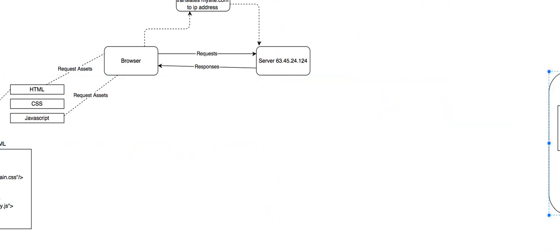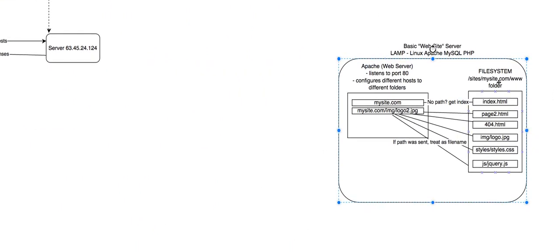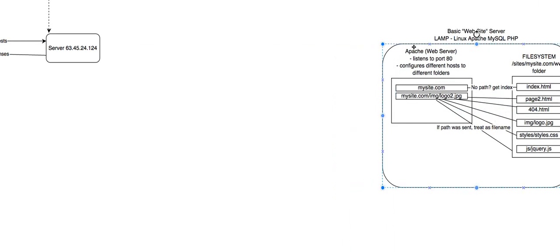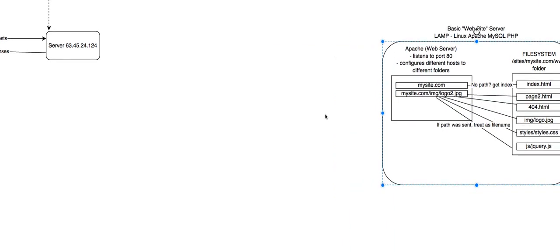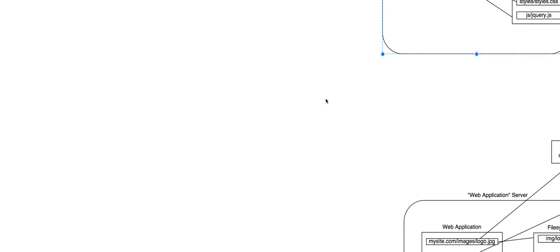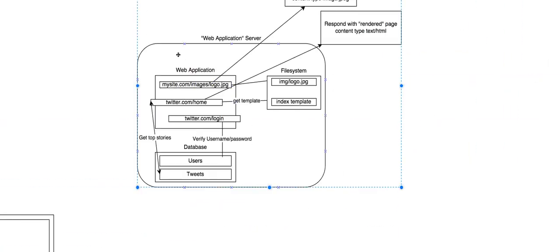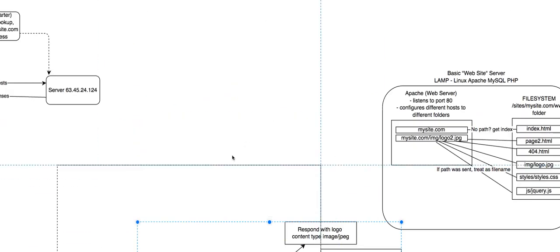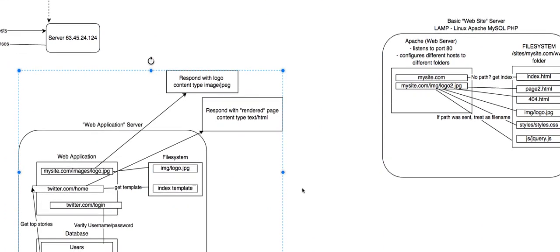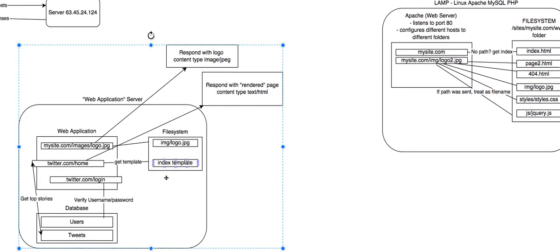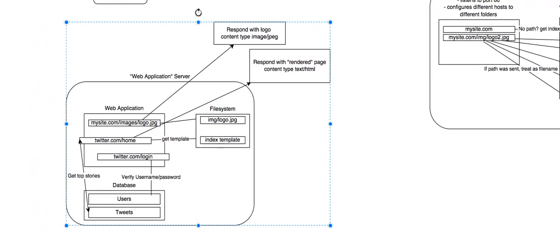Let's look at something more complicated. So clearly Twitter doesn't do this. Twitter has to manage users and tweets and all that stuff. They're not just handing you a JPEG file. How does a bigger company handle these things? So they're running what's called a web application. A web application server is set up a little bit differently.